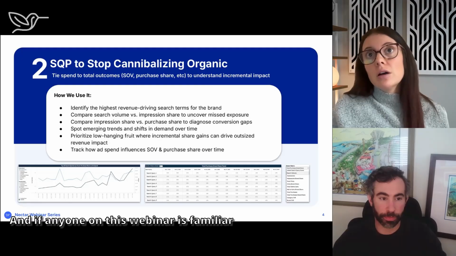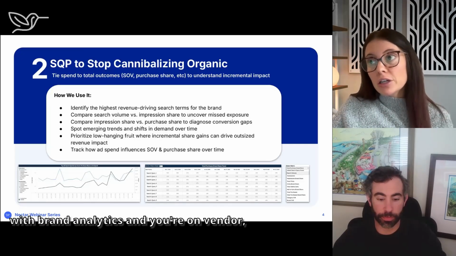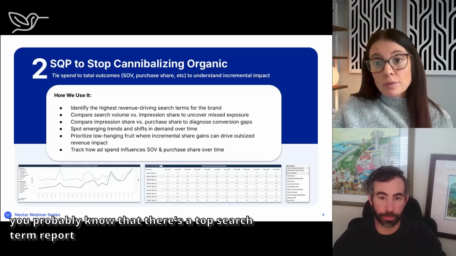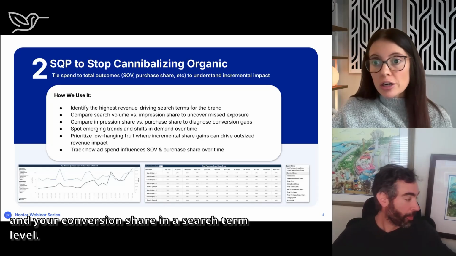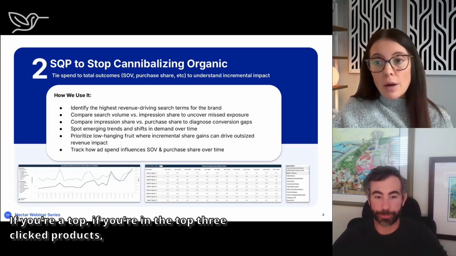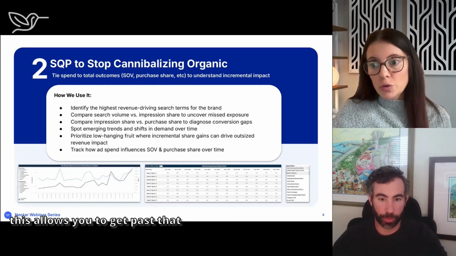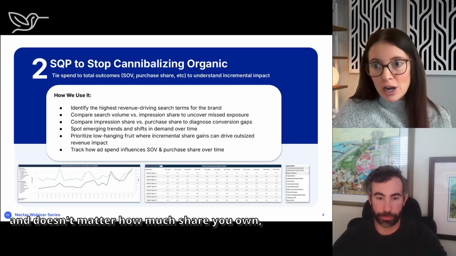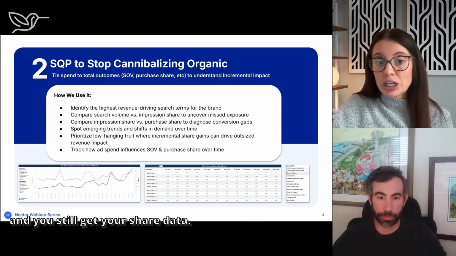And if anyone on this webinar is familiar with brand analytics and you're on vendor, you probably know that there's a top search term report where you can only see your click share and your conversion share at a search term level if you're in the top 3 clicked products. This allows you to get past that, and it doesn't matter how much share you own. You could be the 100th top clicked product and you still get your share data.